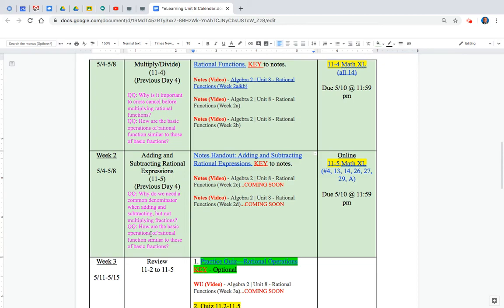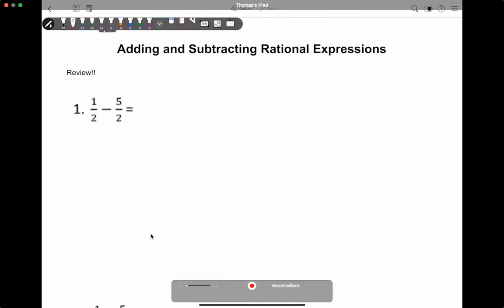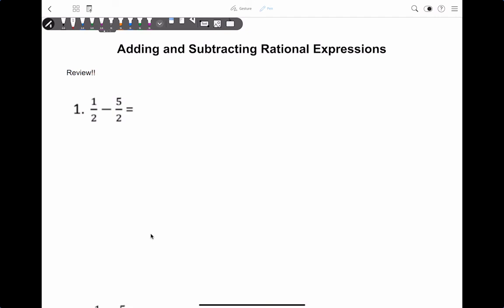Okay, so let's go ahead and begin. So adding and subtracting rational expressions. First of all, let's review. Let's review some fifth grade. So multiplying, just real quick, we don't need common denominators. We multiply straight across and we get 5 times 1 and 2 times 2. We get this, okay? If we were dividing, we don't need common denominators. We just have to keep, change, flip. So we keep this, we change it to multiplication, and we flip this to be 2 over 5.